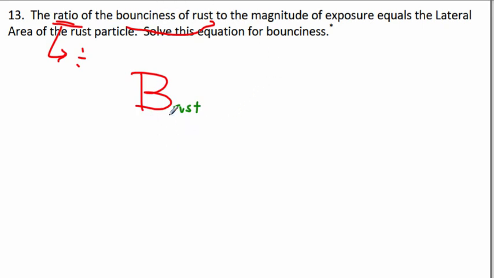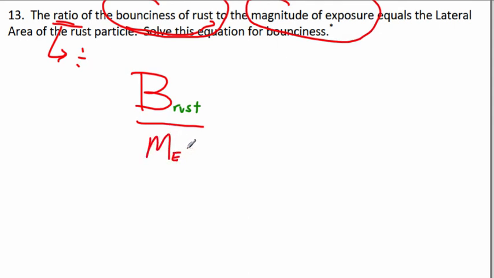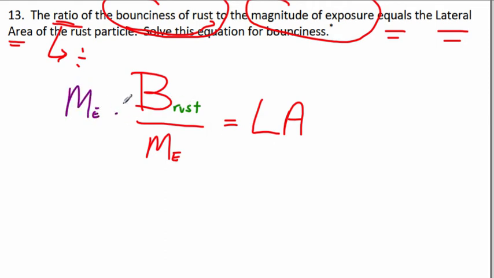Ratio means divide. So we're going to put that over the ratio of the bounciness of rust to the magnitude of exposure. Magnitude of exposure. That's one number, but we'll put a subscript there as well. That is equal to the lateral area of the rust particle. So this equals the lateral area of the rust particle. Let's solve this. Let's multiply both sides by m, subscript e. They cancel. What are we left with?